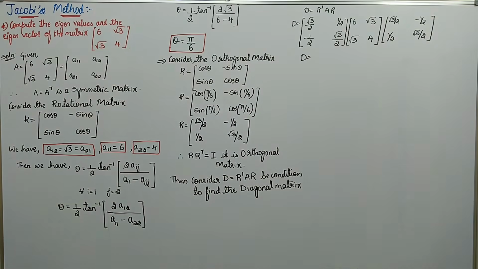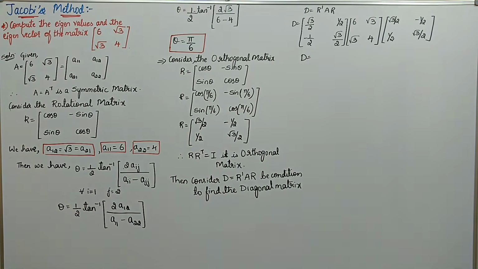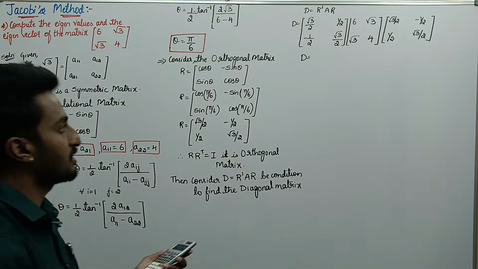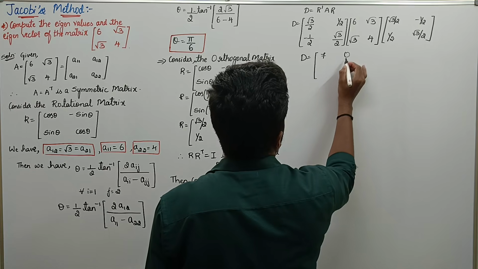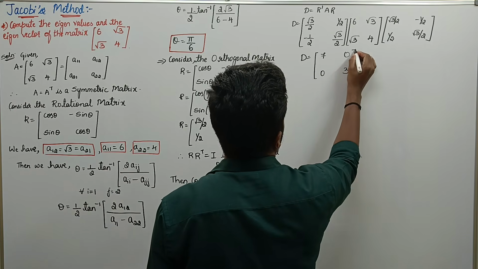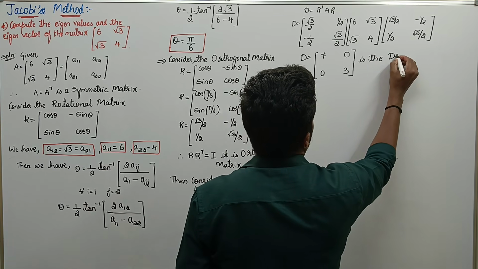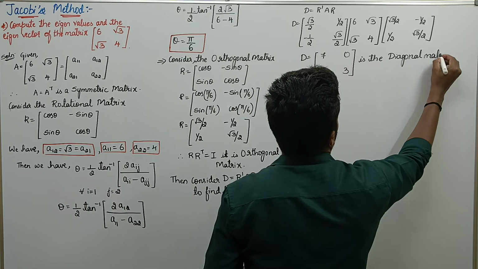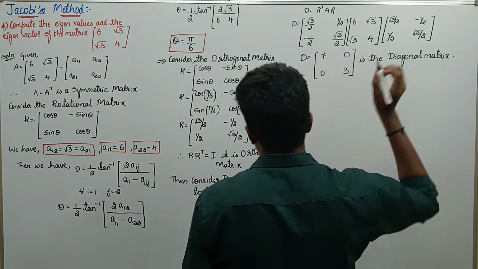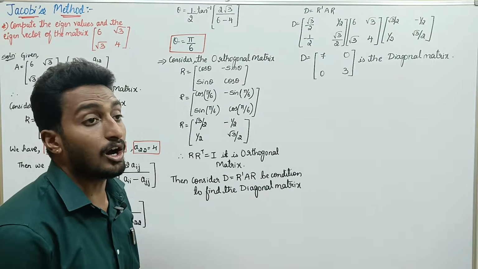That means the upper triangular elements and lower triangular elements should be 0. That is, see, 7 0 0 3 is the diagonal matrix. Done. Now I told you that whatever you have written as R, we call it an orthogonal matrix.